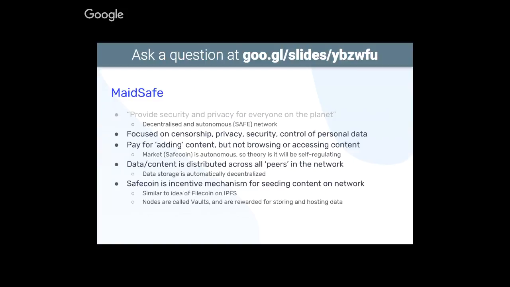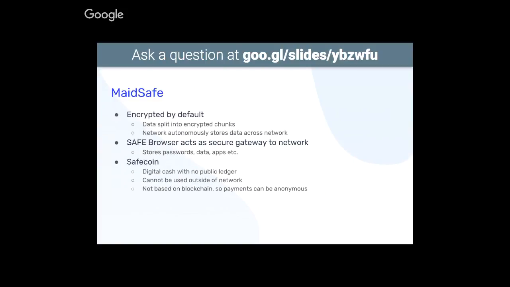And a couple of different options use this sort of fully and automatically decentralized data storage. So SafeCoin is the incentive mechanism for seeding content to the network. And it's kind of similar to the idea of Filecoin on IPFS. In MadeSafe, nodes are called vaults, and they're rewarded for storing and hosting data with SafeCoin. Everything is encrypted by default. Data is split into encrypted chunks, and it automatically is sharded across the network.